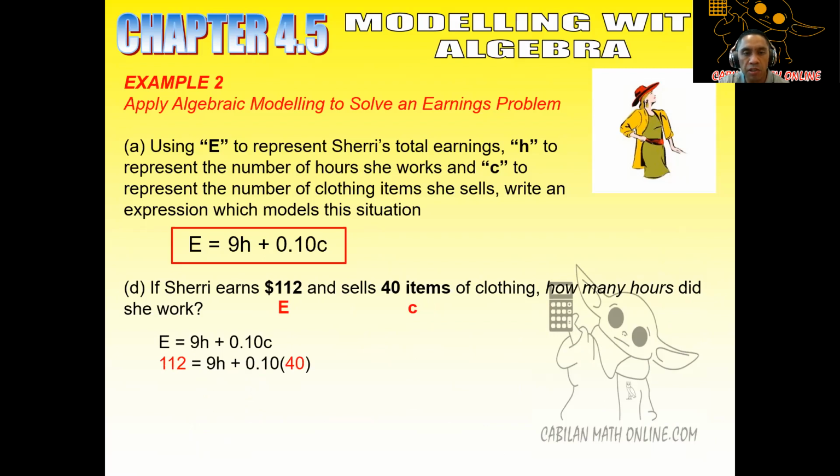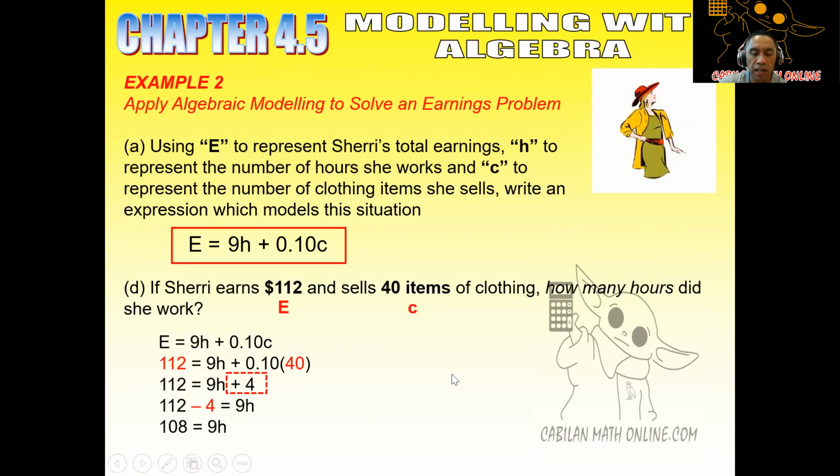So in the next step here, I'm just going to simplify the 0.10 and the 40, which gives me 4. Now, again, you notice that the H variable here is on the right side, so it stays where it is. So we need to take care of everything else around it. If you take a look at the 4, we're going to take this 4, move it to the left, and then subtract it from the 112 that's already there. And that'll give me 108.